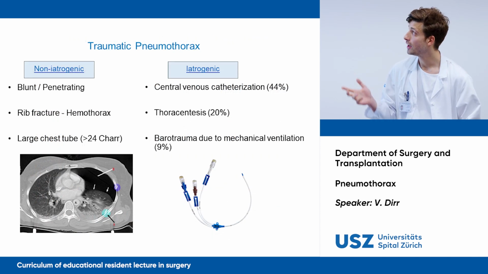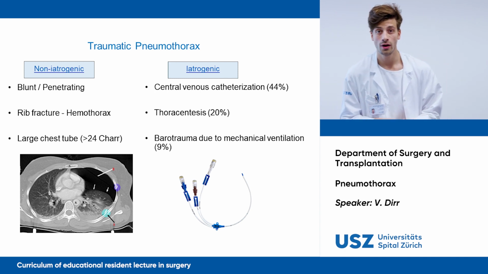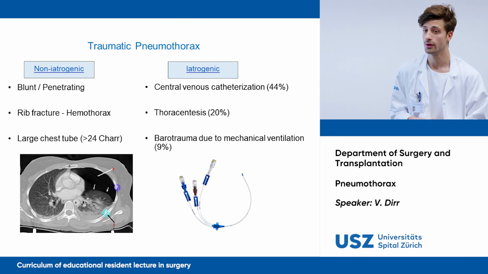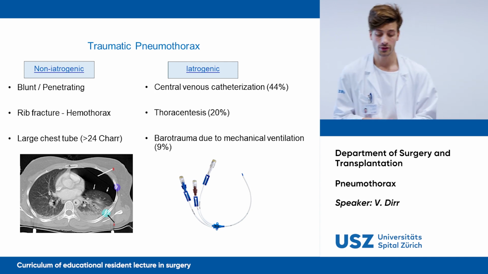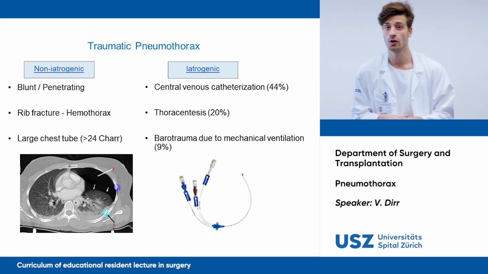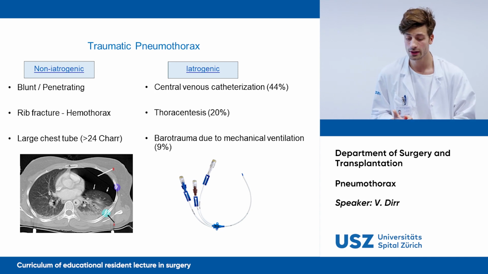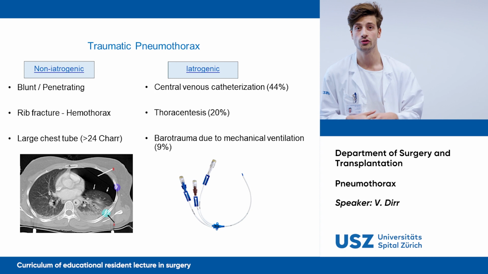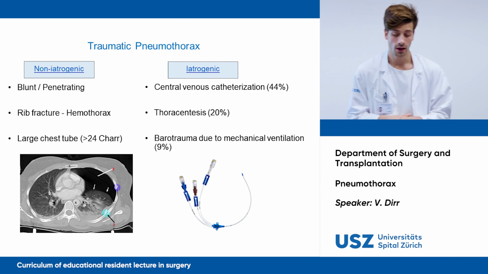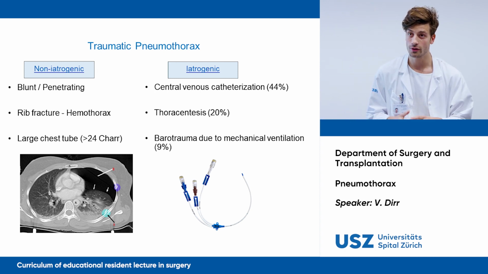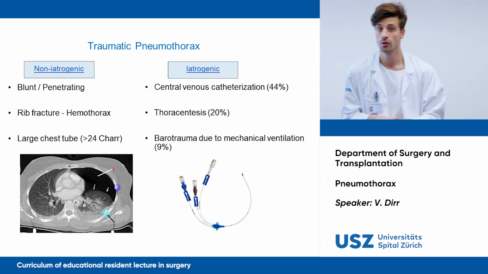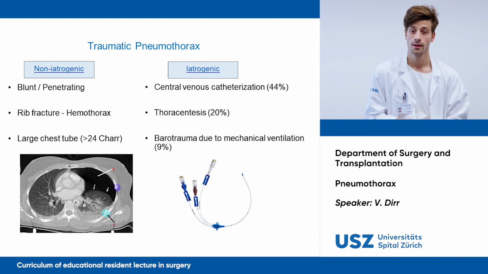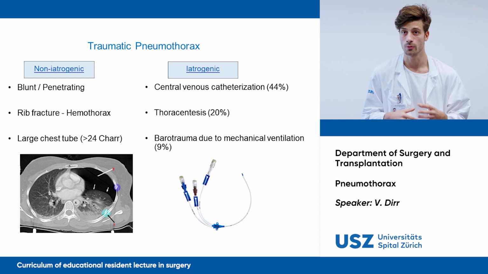So, in case of a traumatic pneumothorax, it can be divided into non-iatrogenic and iatrogenic, as I told you before. Normally, non-iatrogenic is a result of a blunt or penetrating thorax trauma. It can cause rib fractures, it can cause hemothorax, and usually in these cases, larger tubes are necessary. In iatrogenic cases, it's usually the result of a central line or a thoracentesis or barotrauma due to mechanical ventilation. Bear in mind that iatrogenic pneumothorax can be treated as a primary one, as a rule of thumb.